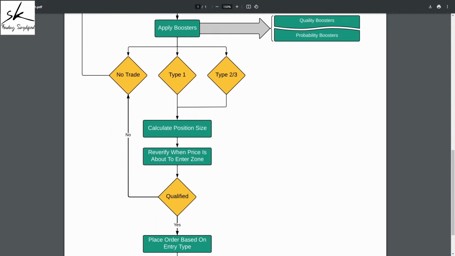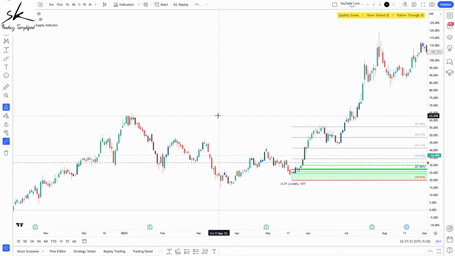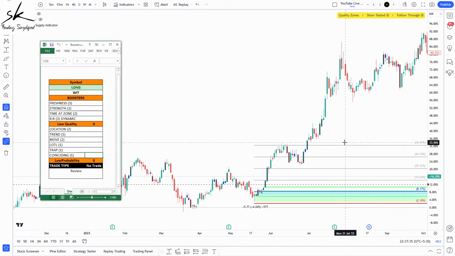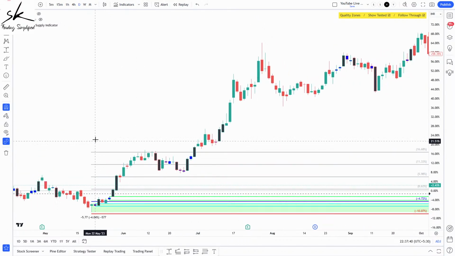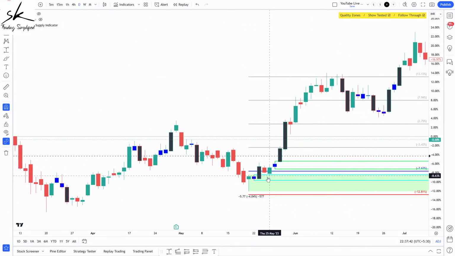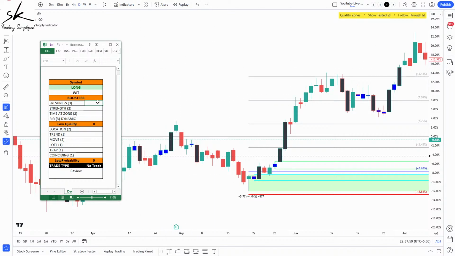Now, once we have qualified the zone, it does not mean we'll blindly trade it. The next step will be its booster scoring, for which we'll bring up the booster sheet. So the first one is freshness. Now, what you can see here is that the lower zone has already been tested. That's why you can also see the zone is marked in cyan color instead of green. Green means fresh, cyan means it is a tested area, but it is a shallow touch. So for shallow touch, I'll give it a score of 1.5.